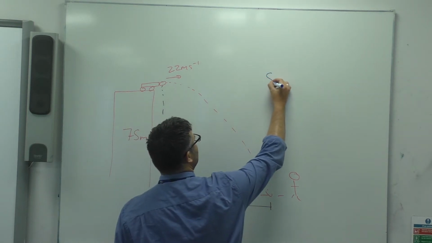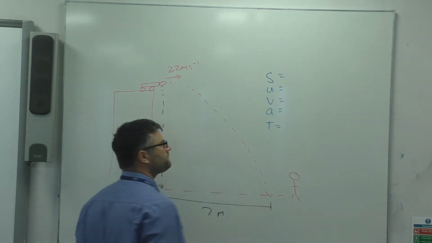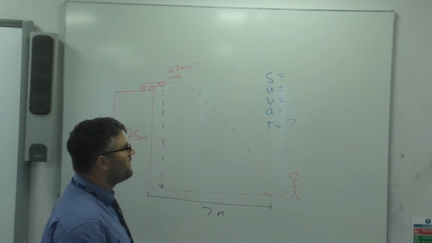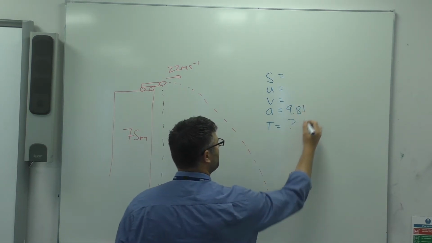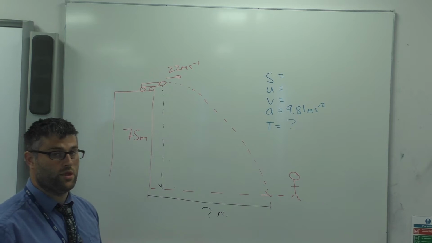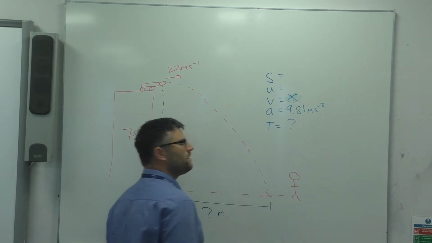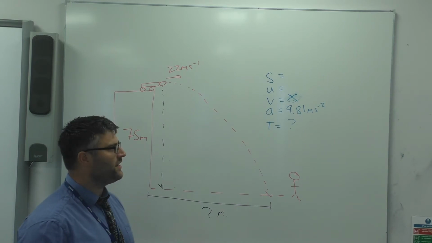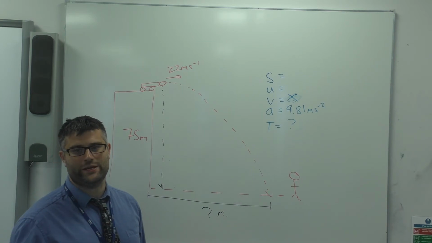So, we do our SUVAT: S, U, V, A, T. The time is the linking factor, so that's what I want to find out. The acceleration due to gravity, 9.81. Final velocity, not been given. Initial velocity. How many of you in your heads just now said, ooh, 22? You're wrong. Well done if you said 0.